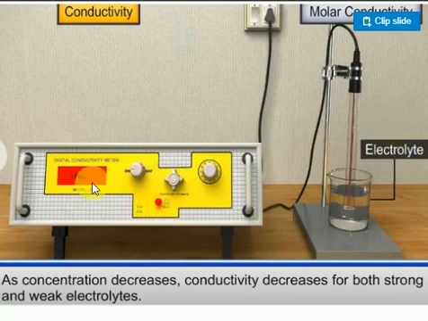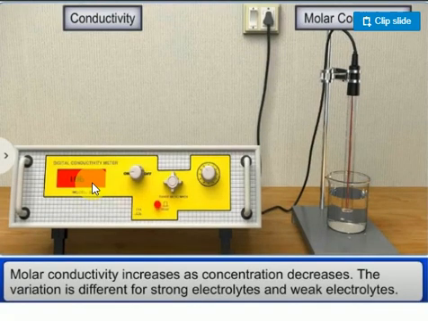Clear? So what happens here? Specific conductance value, this is very important. Specific conductivity decreases with decreasing concentration. Specific conductivity increases with increasing concentration. So molar conductivity increases as the concentration decreases.